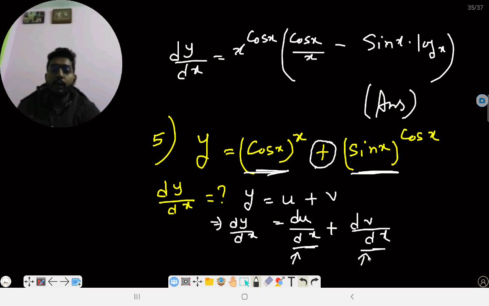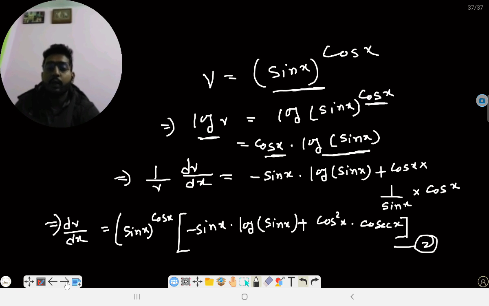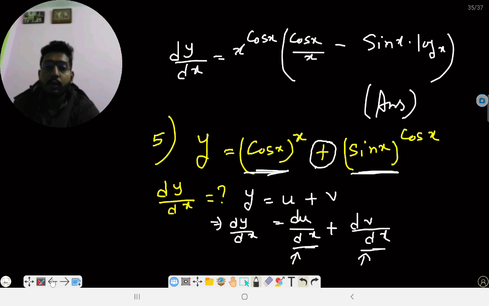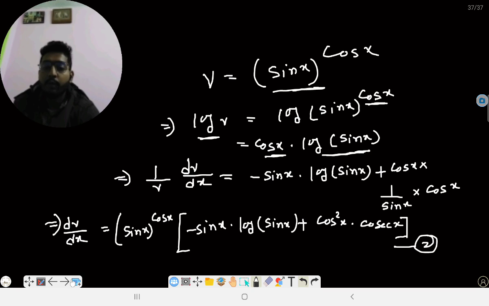So this is the way to solve this type of problems. Whenever the variable is to the power of a variable and there is a plus or minus in between them, this is the way we can solve it. So you have to take a separate function for each one, then you have to solve it. Okay, so this is question number 5. Now next one will be question number 6.